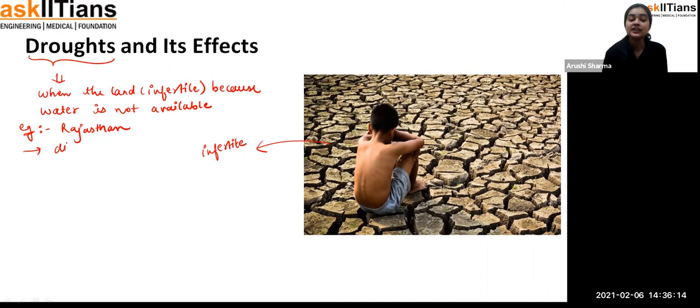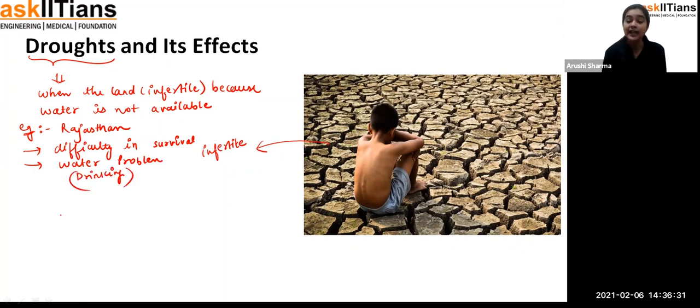There could be difficulty in survival. Water is the main reason, we can say, for drinking as well. If drinking water is not there, how are the people going to survive? And when people are not in good health, how are they going to work? And the land is infertile, so there is no crop, or we can say that no agriculture can take place.